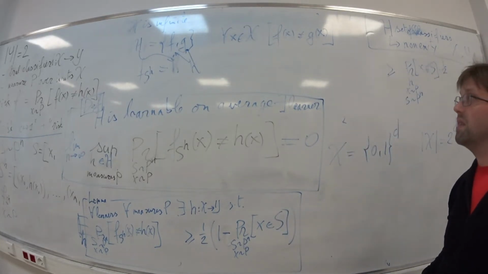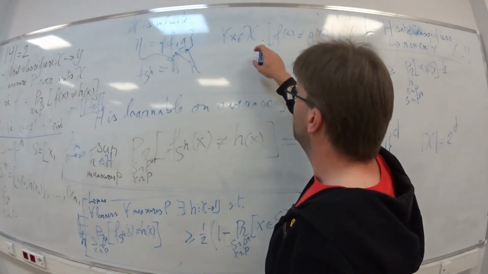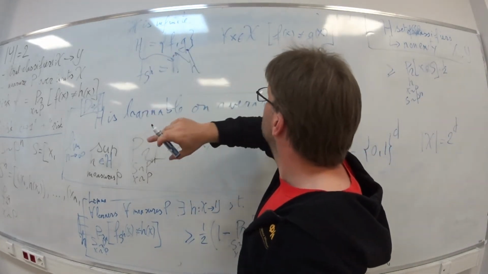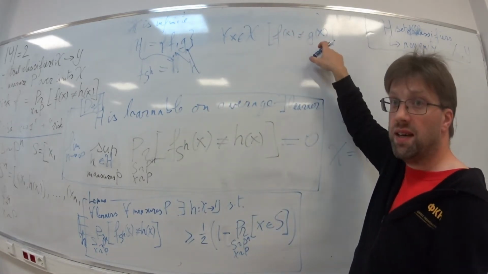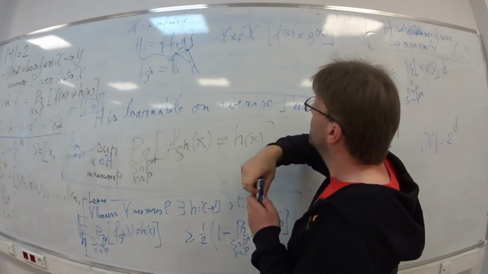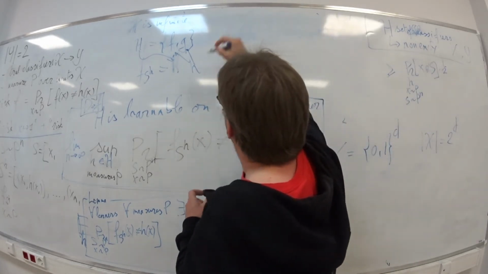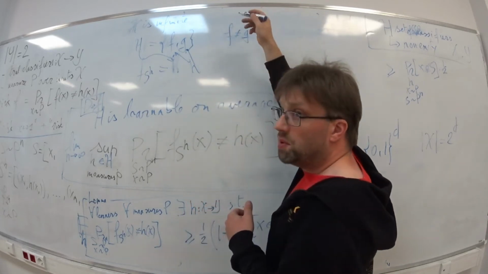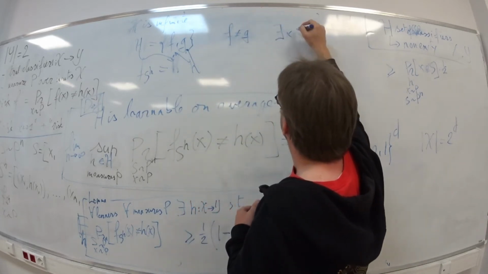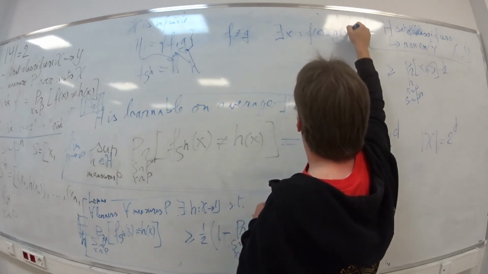Now the next case is if H contains two functions, but there is at least one input where the functions coincide. So now we have two different functions. f is not equal to g on some input, but there exists an input such that f of x equals g of x.